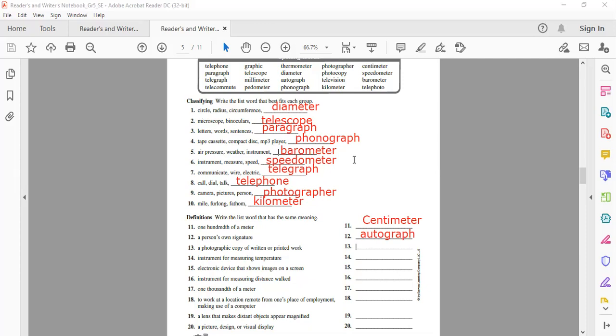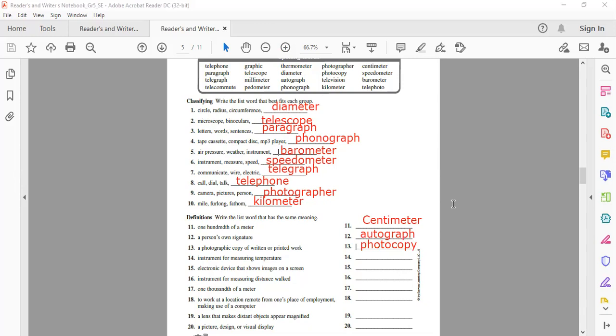Okay, Mariana, number 13 for you. A photographic copy of written or printed work. Now imagine that you have a written book and you want to take a copy of that. What do I call it? Photocopy. Photocopy, excellent job. And you don't even have the book, which is amazing that you can follow up.